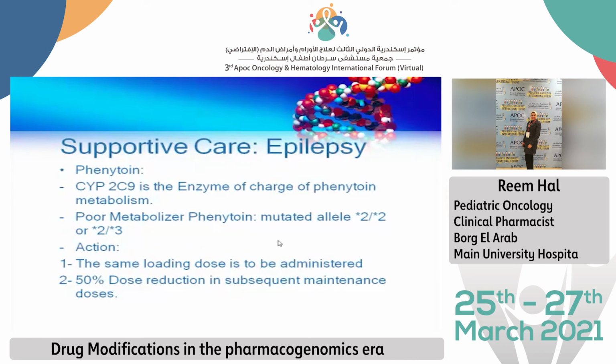Let's go through the supportive care. We all know that phenytoin has many drug interactions, and it is very toxic as well. CYP2C9 is the enzyme in charge of phenytoin metabolism. A poor metabolizer for phenytoin has the mutated alleles *2*2 or *2*3. The action to be done here is that the same loading dose is administered, while we give a 50% dose reduction in the subsequent maintenance doses, with monitoring of the serum levels of phenytoin.